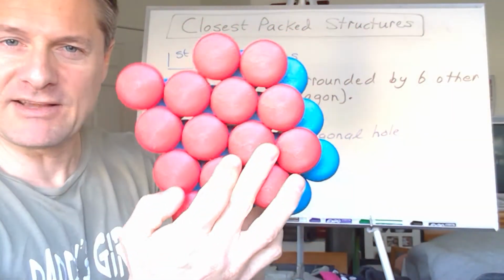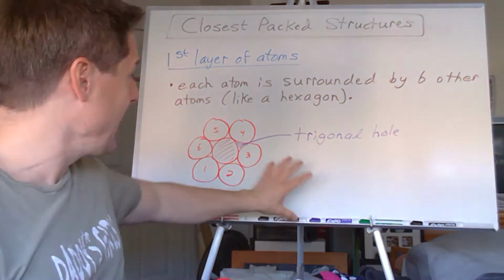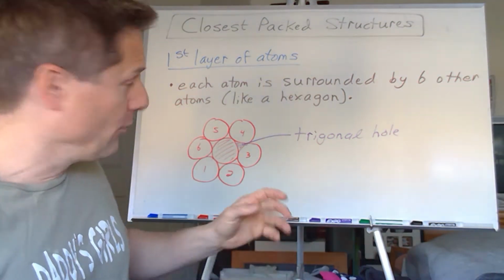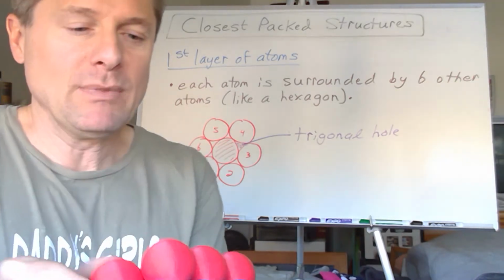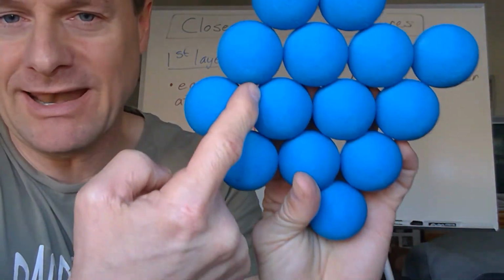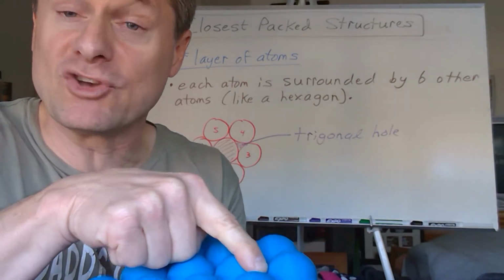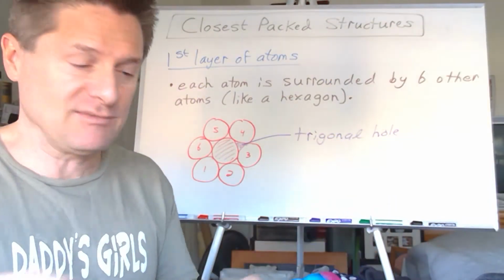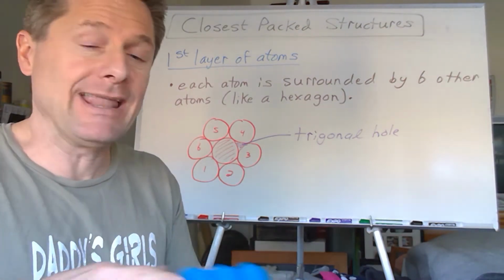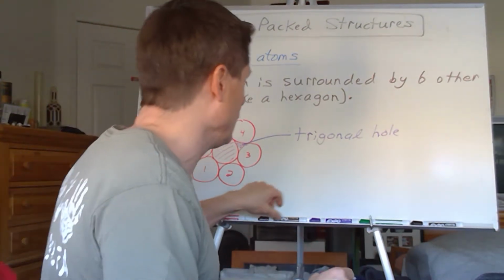I'm going to do this on the next board. But would it make sense to you that the next layer has to go... So you're going to take an atom and it's going to nestle in this little dimple between these 3. Right, so it's going to nestle right in there. It sits perfectly when you're stacking oranges. That's where the next orange goes. Boop! Right, so let me draw that on the next board. Boom! The second layer goes into the trigonal holes.